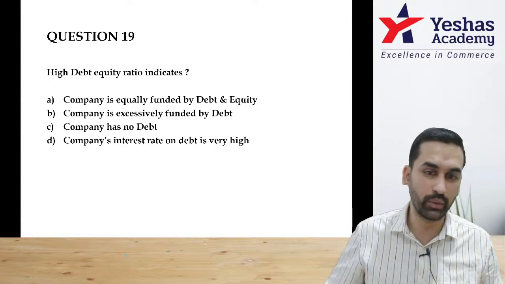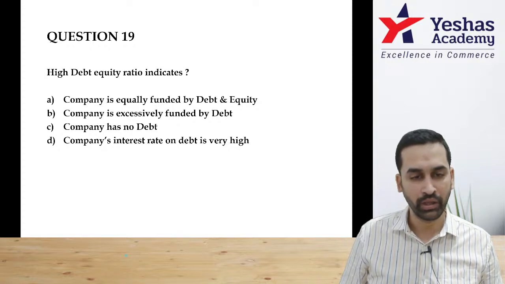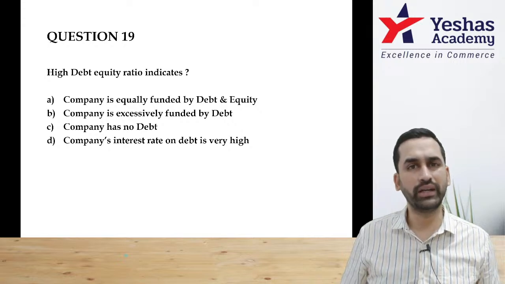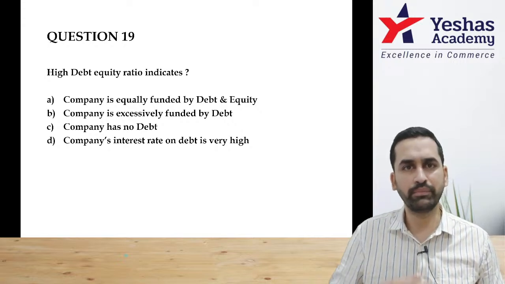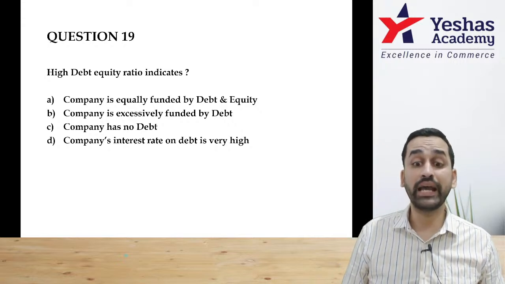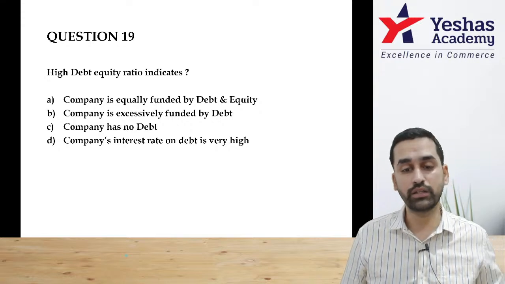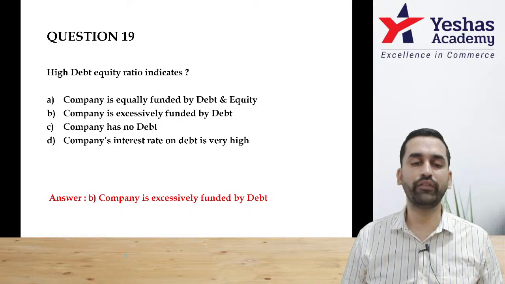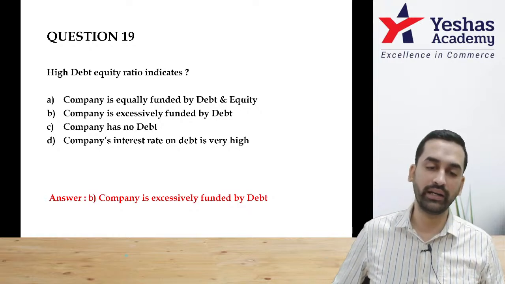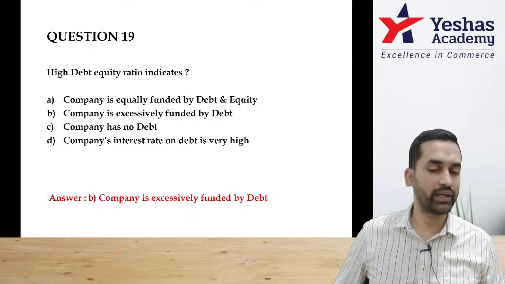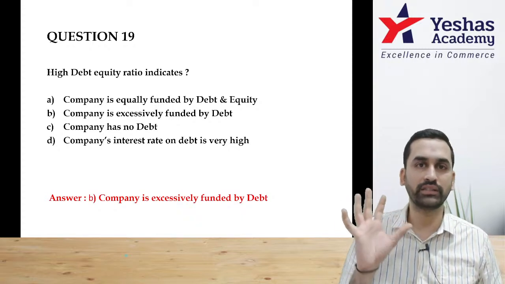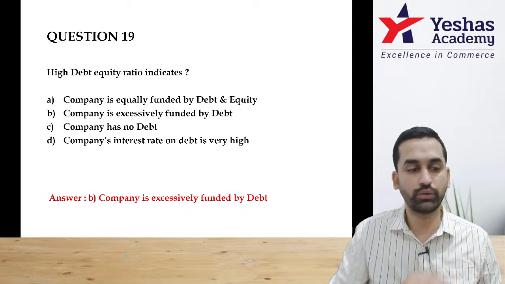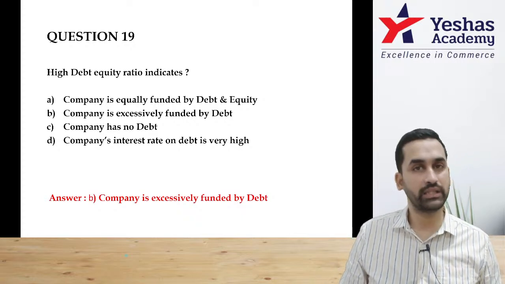If a company has a very high debt equity ratio, what does it mean? Option A says the company is equally funded by debt and equity. If it is equally funded, then it will be 1 by 1, same number by same number. Option B, the company is excessively funded by debt. This looks like the correct answer to me. Option C says the company has no debt. If it has no debt, then how can there be high debt equity? Option D, the company's interest rate on debt is very high. It doesn't matter how much the interest rate is. How much is the debt value? That is what matters. Option B is the correct answer.